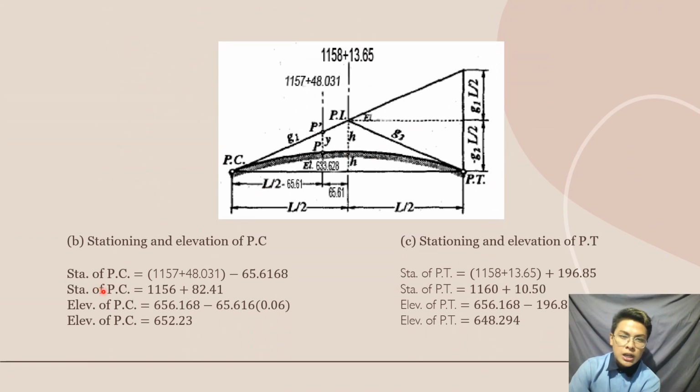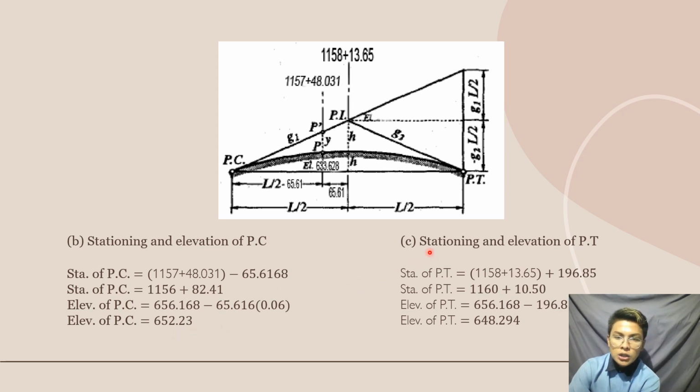Next is for our stationing and elevation of PC. To get our station of PC, we will subtract 65.6168 from 1157 plus 48.031. So we will get our station of PC of 1156 plus 82.41. Next is the elevation of PC. We must subtract from 656.168 the product of 65.61 times 0.06, and we will get the elevation of PC, 652.23.